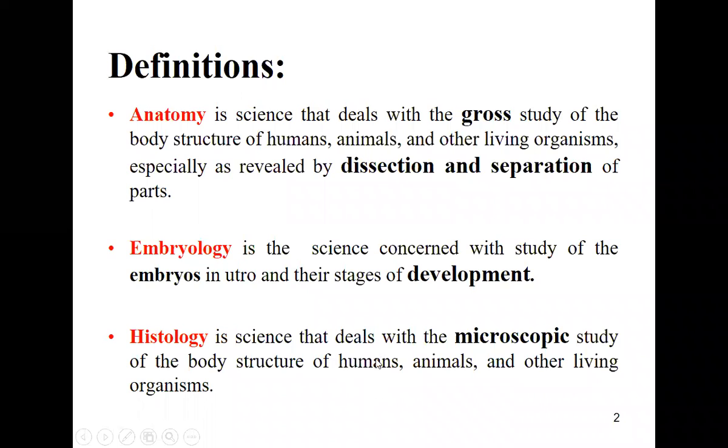But we are confined to only humans. We'll not study the animals and other organisms. So this microscopic study of the human body structure is called histology. Gross means which you can see with the naked eyes. That study of the human body is called anatomy, and the development of the human inside the uterus is called embryology.